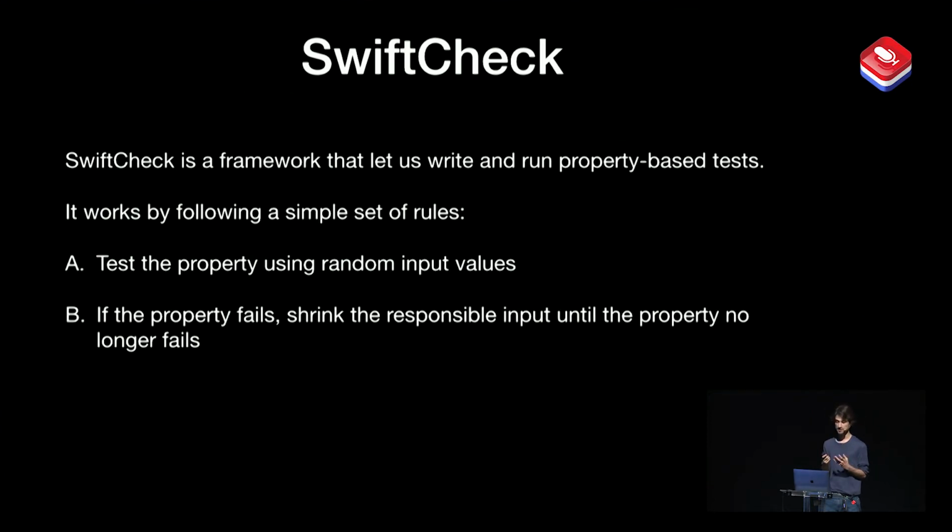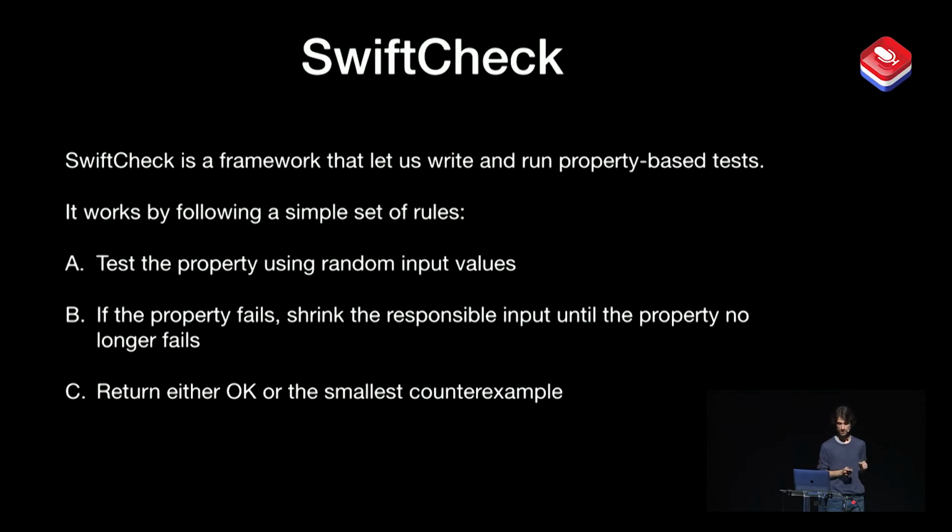Then, if the property fails, meaning if we have found an input for which the property is not true, it's going to try and shrink the responsible input until the property no longer fails. The idea is that if everything went well, it's going to return OK. And when there is an error, by this shrinking mechanism, it's going to be able to return us the smallest counterexample, the idea being that the smaller the counterexample, the more actionable it's going to be for the developer in order to debug and to understand the issue. If you have a bug on an array that has 1,000 elements or 1 million elements, it's very hard to do something with it. If there are just 3 or 4 elements, it's much easier.